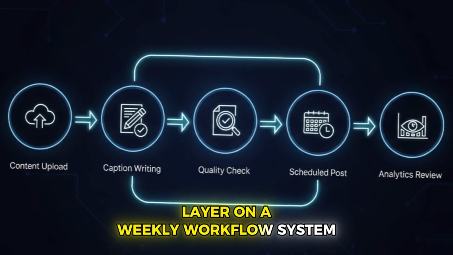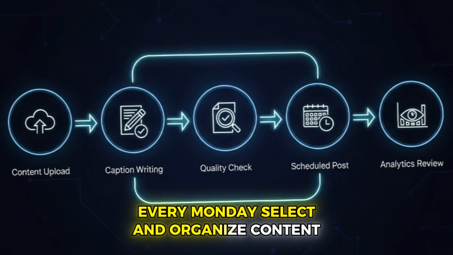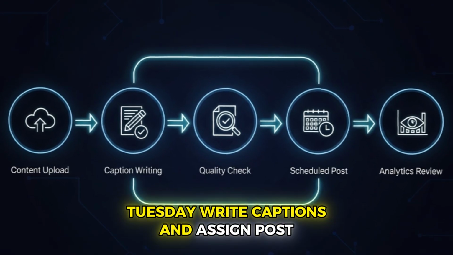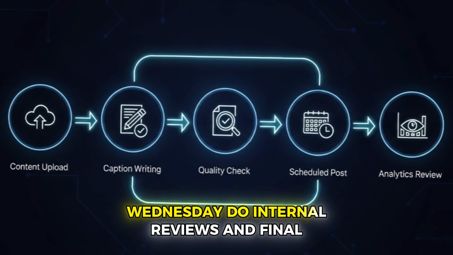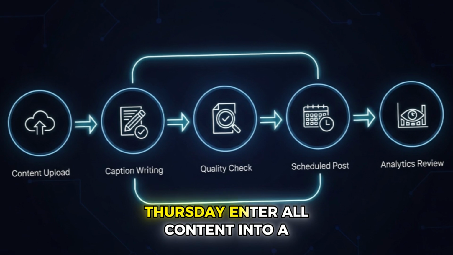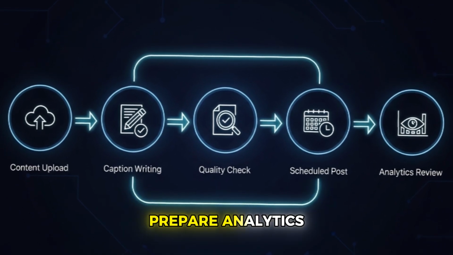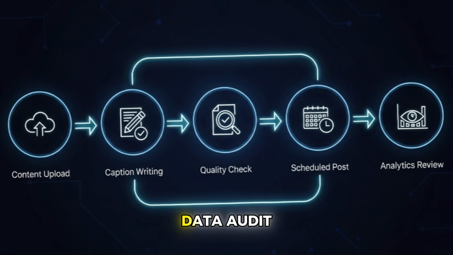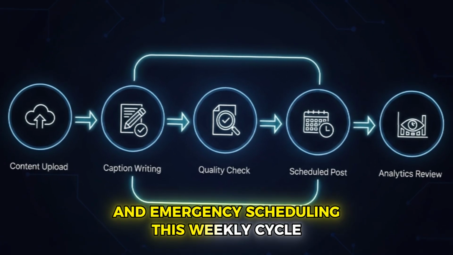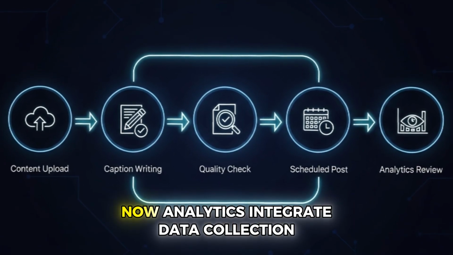Layer on a weekly workflow system. Every Monday, collect and organize content. Tuesday, write captions and assign post types. Wednesday, do internal reviews and final checks. Thursday, enter all content into scheduling. Friday, confirm everything is live and prepare analytics. Saturday and Sunday are reserved for data audit and emergency scheduling. This weekly cycle must run on autopilot. Now, analytics.